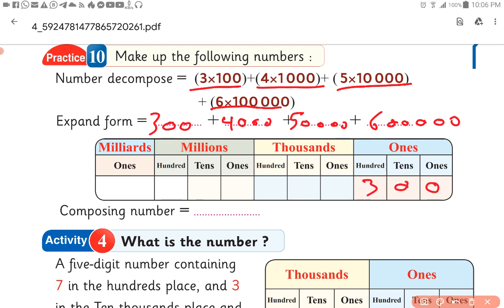3 in 100 please. 4 in 1000 please. Then 5 in 10,000 please. Then 6 in 100,000 please.